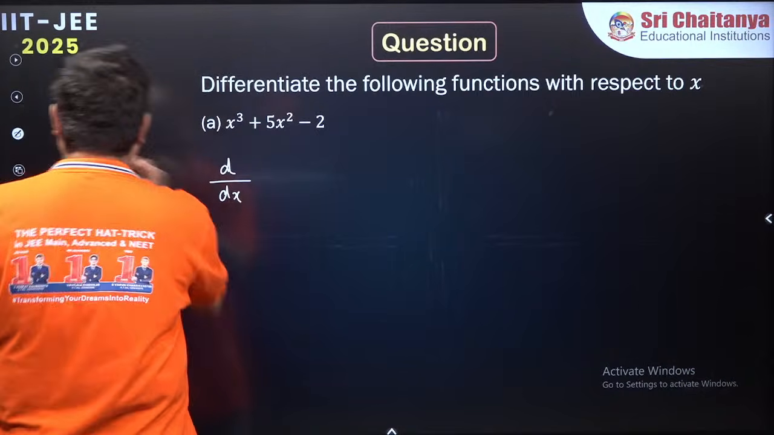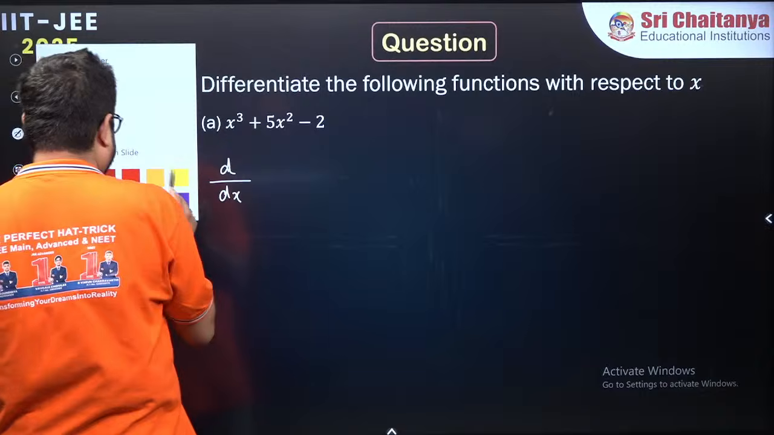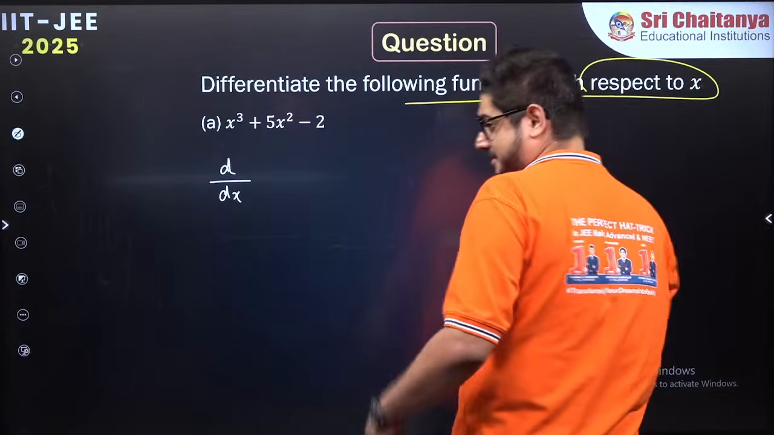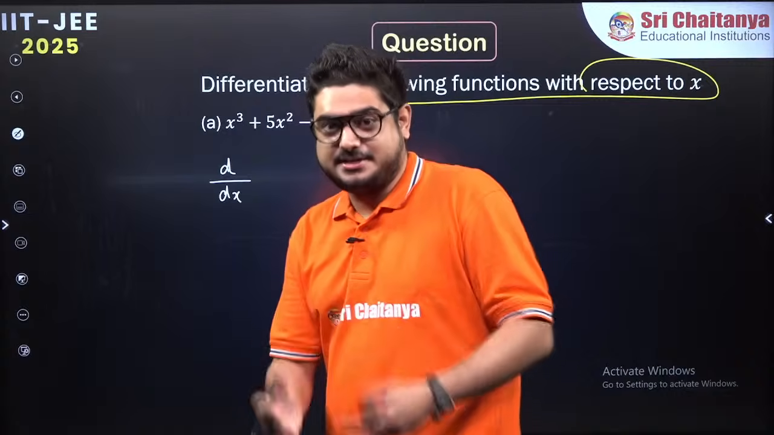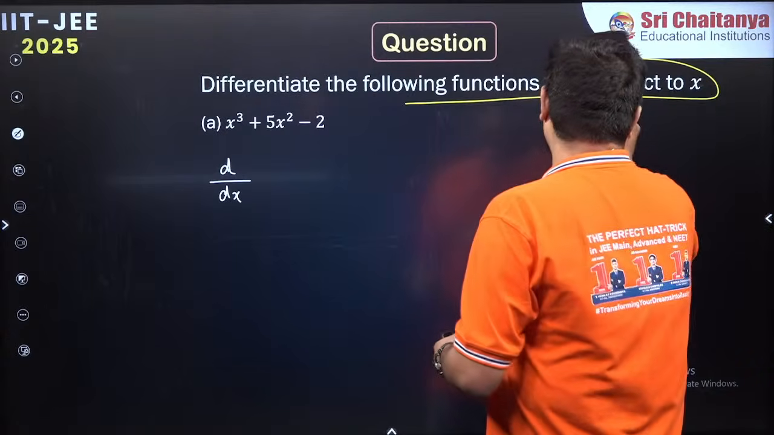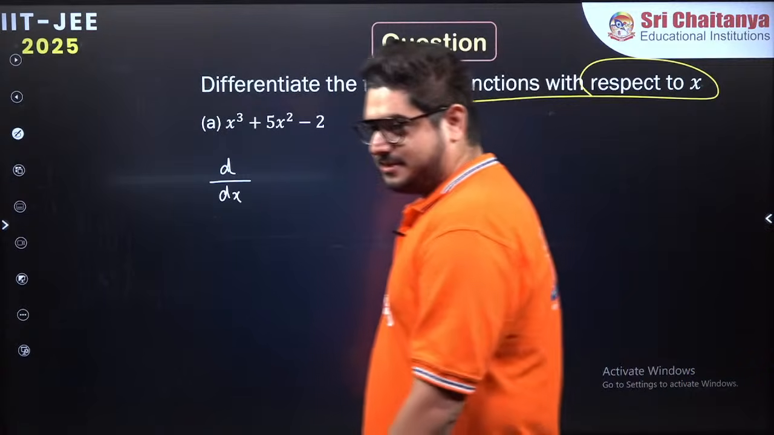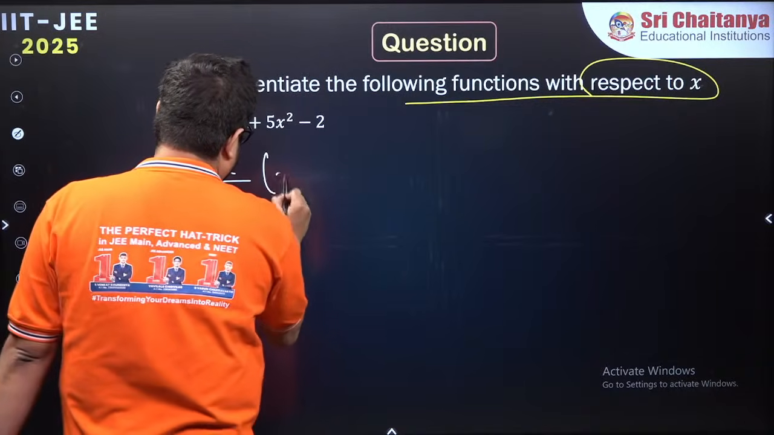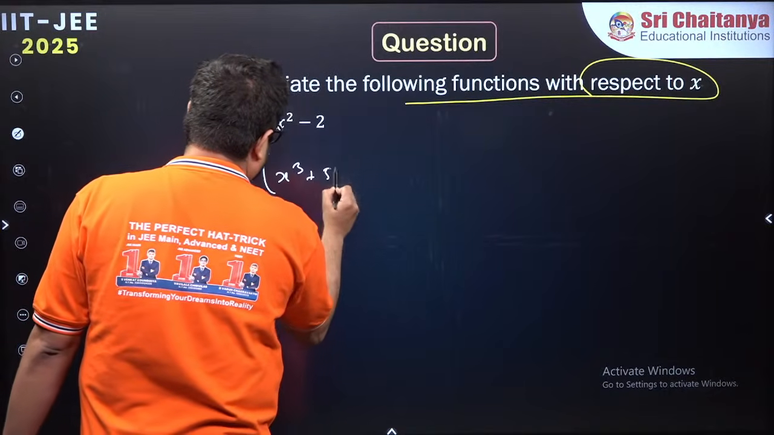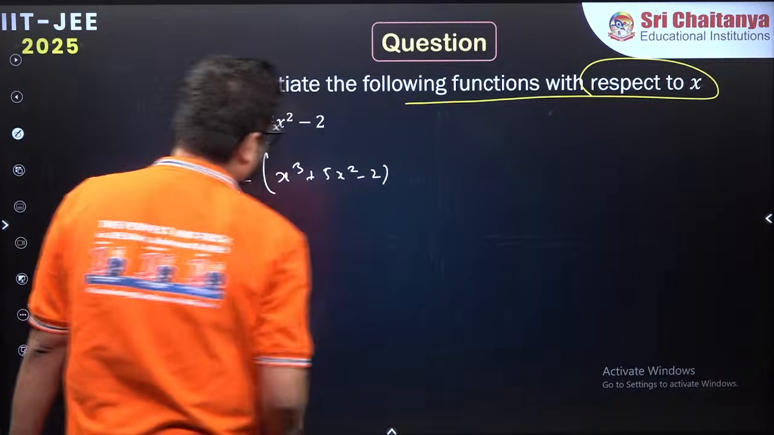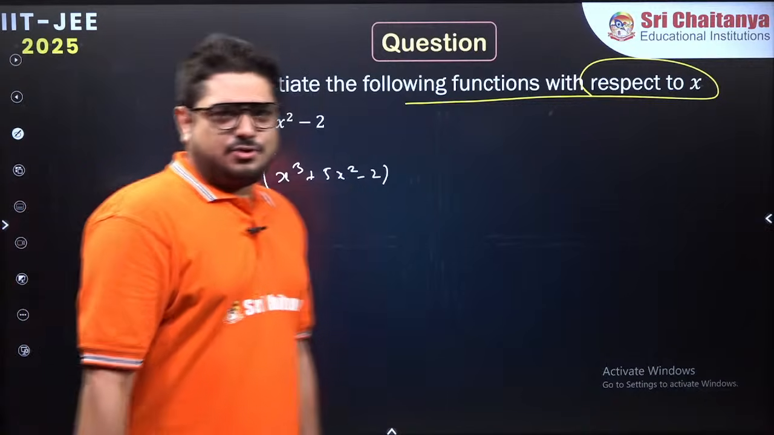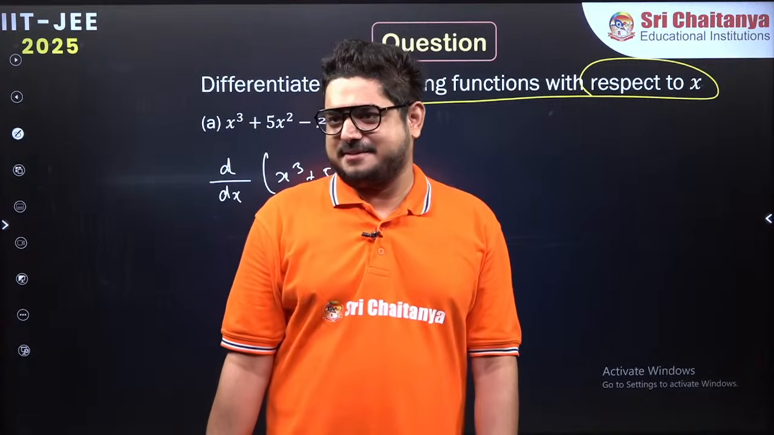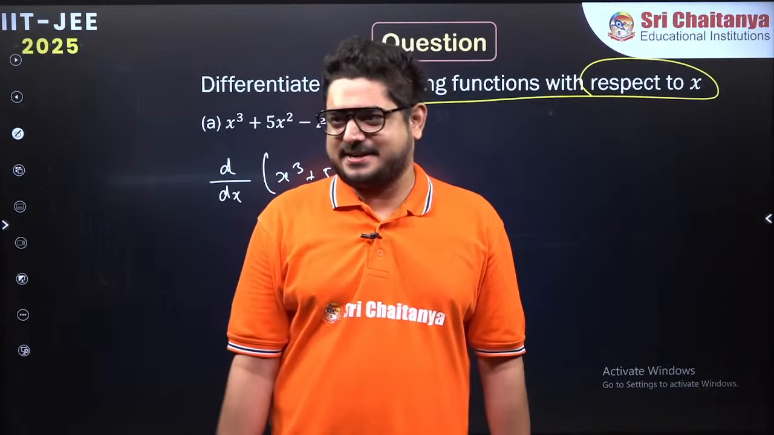Read the question carefully. It's already been given: differentiate the following functions. Actually, there is a list of functions which we are about to discuss. d by dx we need to find out with respect to x. So what we need to do? d by dx of, write down, x cube plus 5x square minus 2. Now everyone knows polynomial, isn't it? Let's see who is going to get the correct answer.